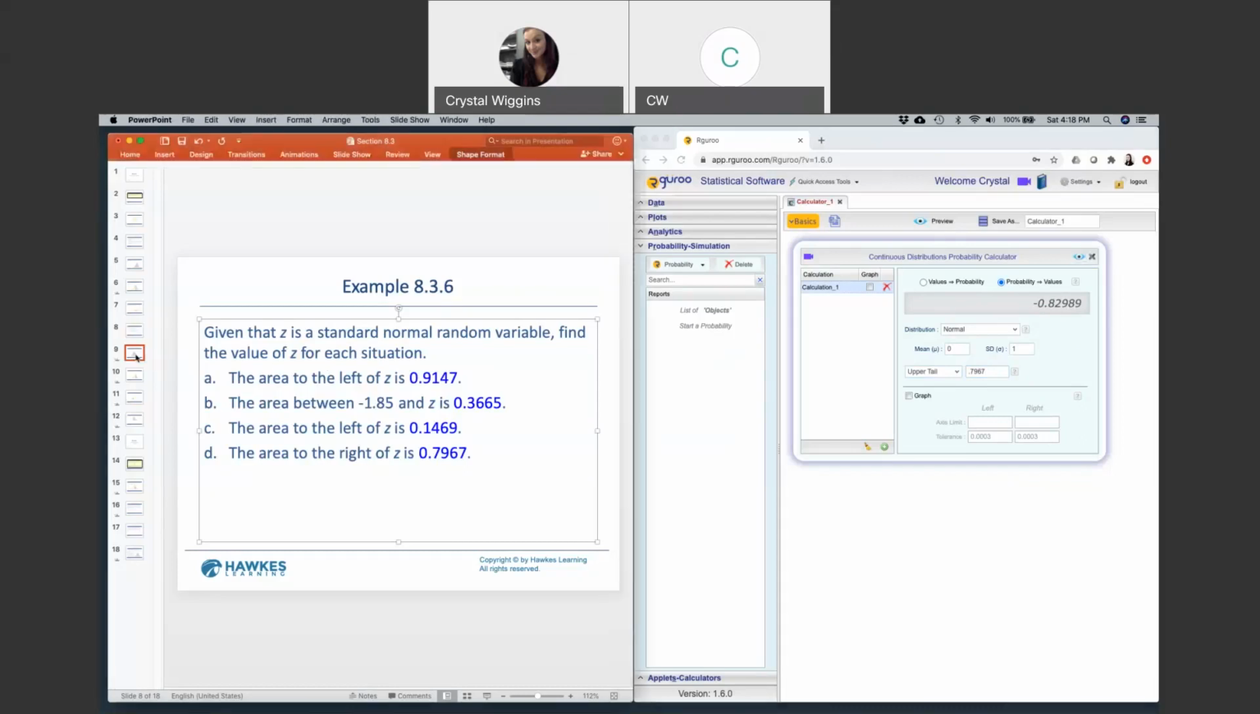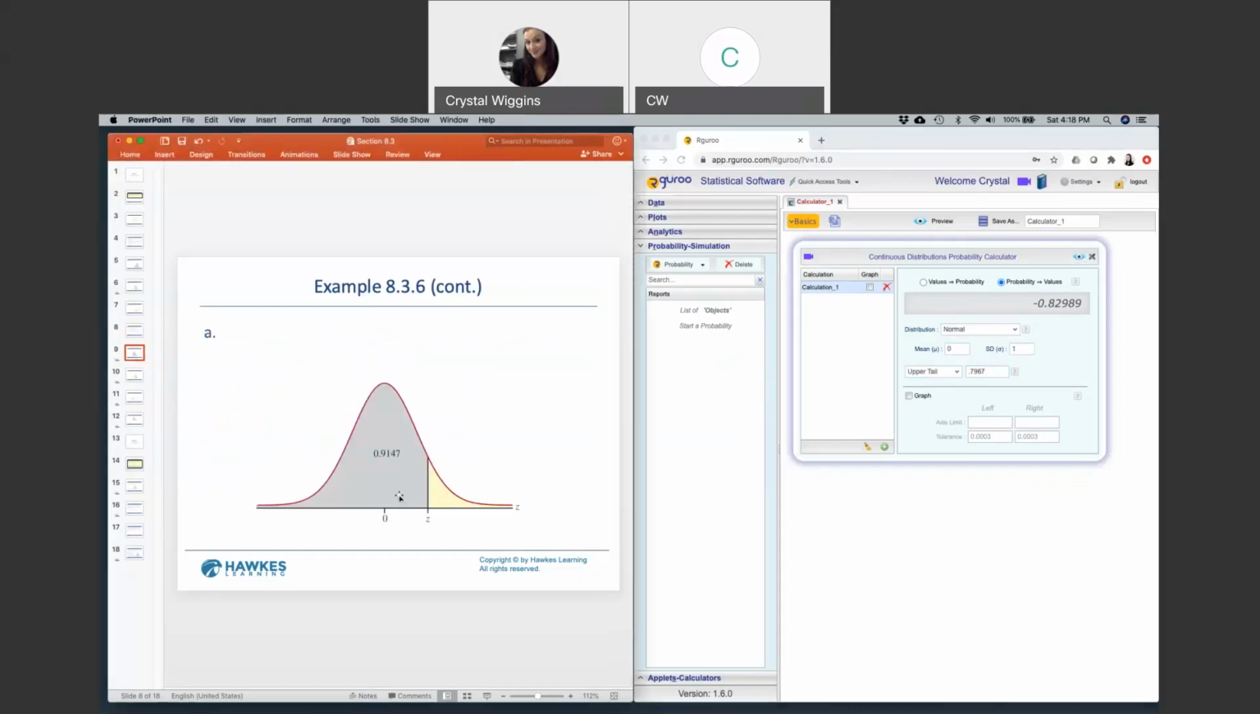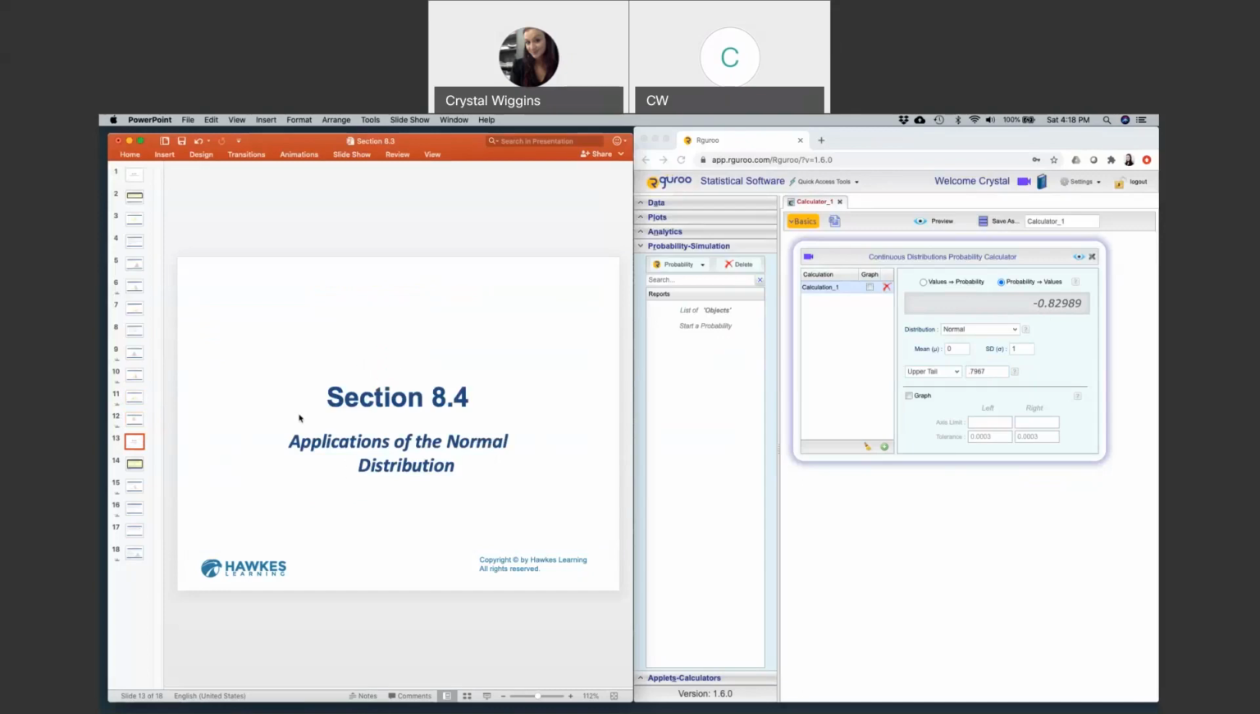Now I put pictures in here as well, demonstrating area to the left and area in between. But again, what we did was we found that this was 50%. We did an area to the left to find the z, area to the left to find the z, and area to the right to find that z that we just found, which is negative 0.83, right before the negative 1 standard deviation marker. In 8.4, we're going to discuss how to translate the x's and find probabilities.